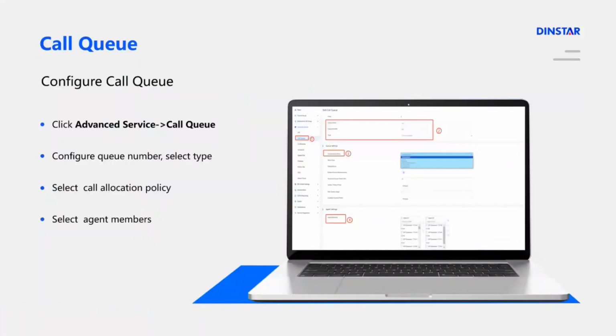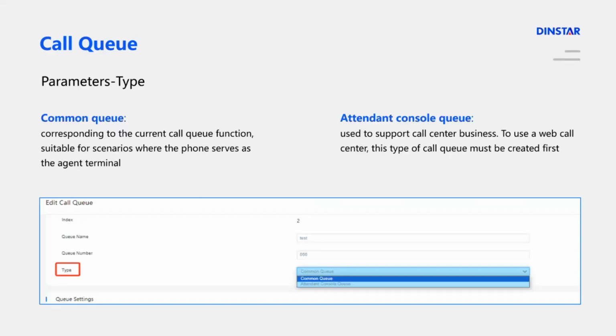We go to the advanced service page and we select the call queue and we set a queue number, and then we choose the queue type, and we select the call allocation policy and select the agent members. There are two types for the call queue. The common queue is for the basic setups and the phones at the agent terminals. And the attendant console queue is for the web-based call center and required for the call center software.